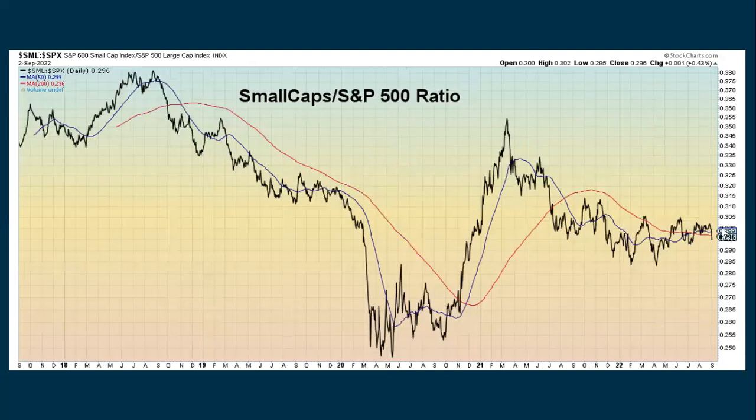Small caps, this is where we can get some potential strength from when they're going up. They're riskier companies or smaller companies. And so when people are feeling good about the rest of their investments, they might decide to get into a small cap investment. Well, now it's really starting to underperform.